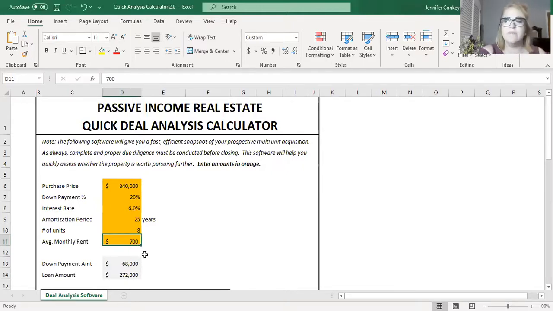All right, so what I've done here basically is, what is the average monthly rent based on the number of units? So even if some were 500 and some were 900, and I added them all up and it came out to $5,600 a month, I'll just throw in 700 because I know 8 times 700 equals that. So it'll give me a fairly accurate number.